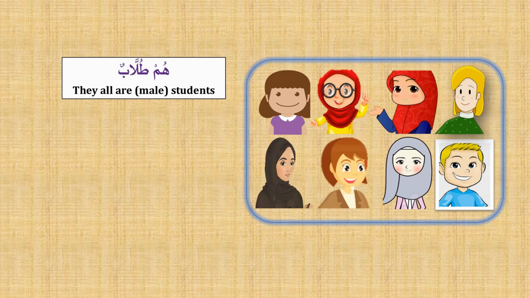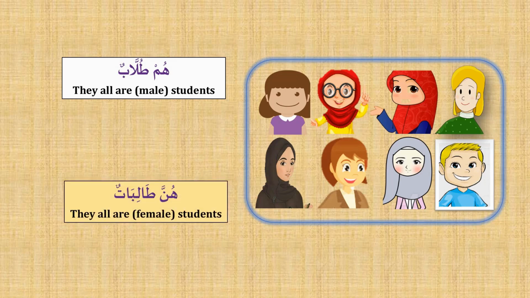Hum tullabun, they all are male students. And the next option is hunna talibatun, they all are female students. In the first one we use masculine pronoun and masculine plural, and in the next one we use feminine pronoun and feminine plural. According to the rule is the first one correct and the next one is wrong. So in the class, if there is one male student and the remaining of the students are female, we must still use the masculine form of pronoun.